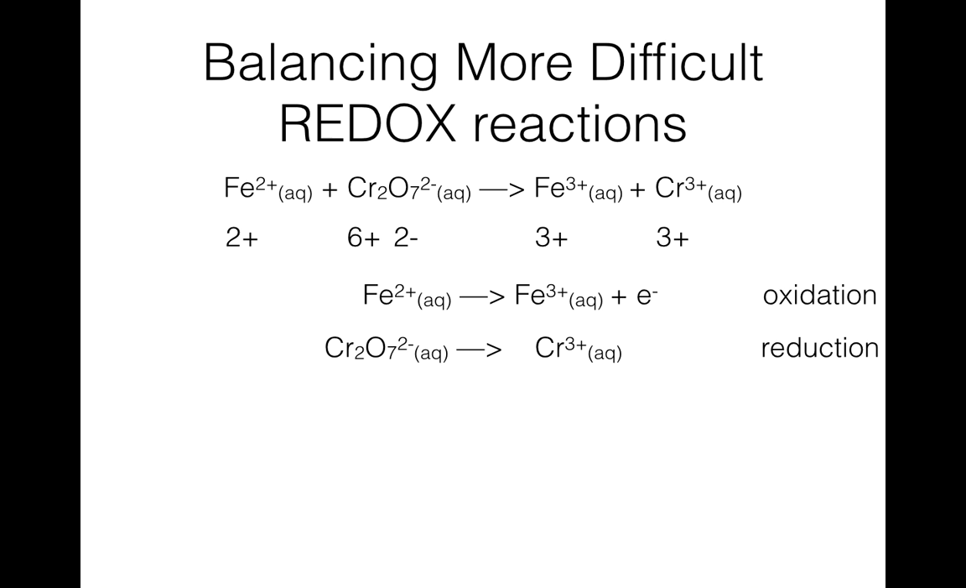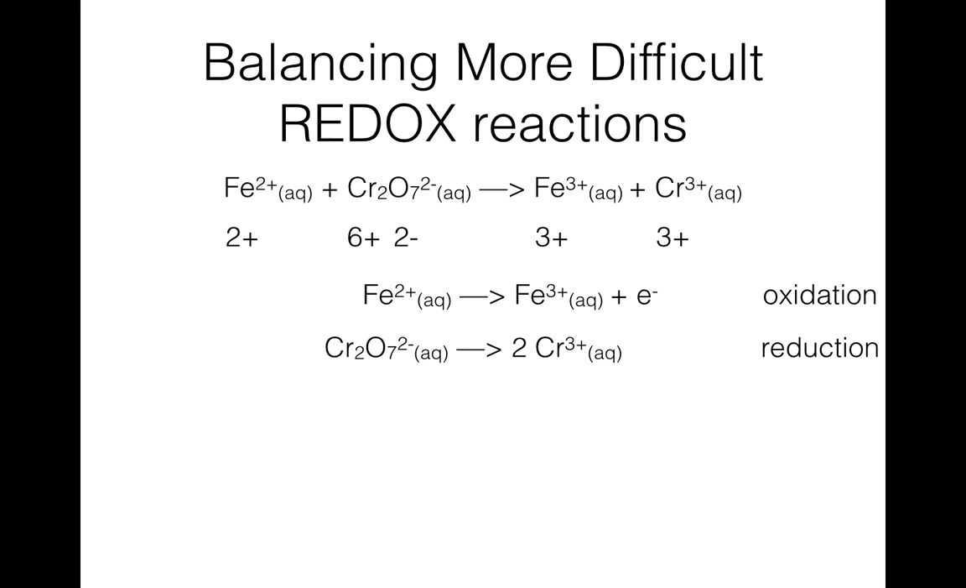Now, because we're dealing with a polyatomic ion in our reduction half reaction, we're going to have to go through a little more work to get this one balanced. We start off by looking at the chromiums, and we see that we have 2 chromiums on the reactant side. So to balance out our chromium atoms, we need to have 2 chromiums on the product side.